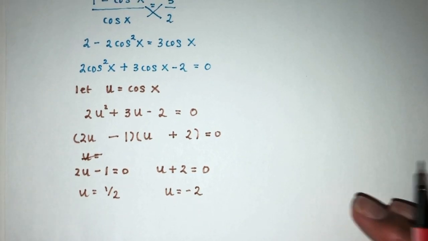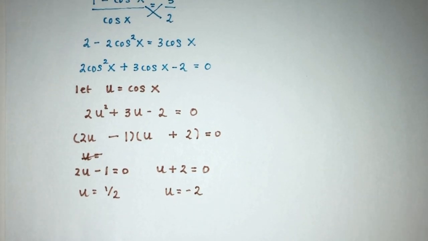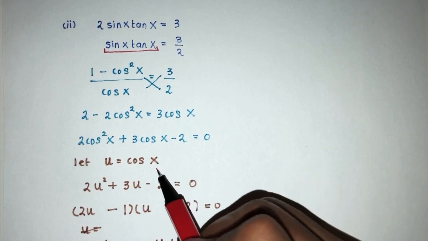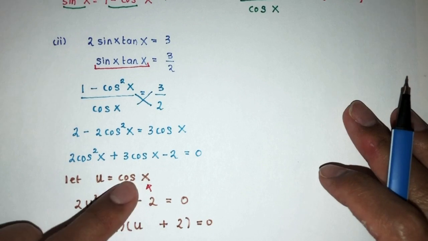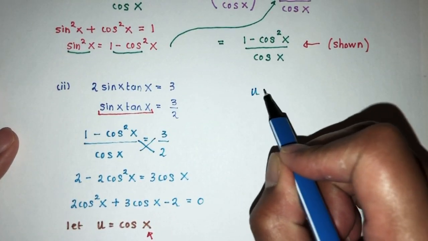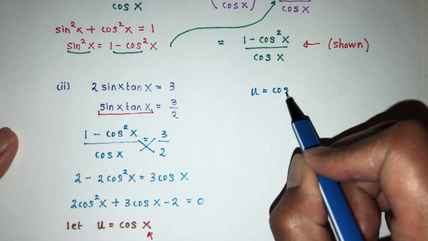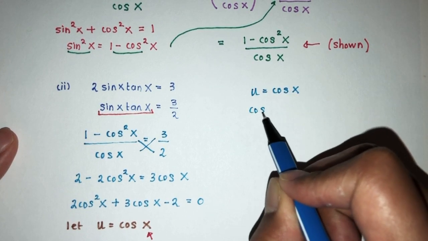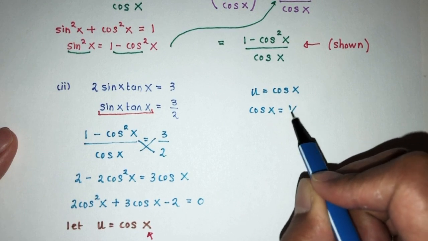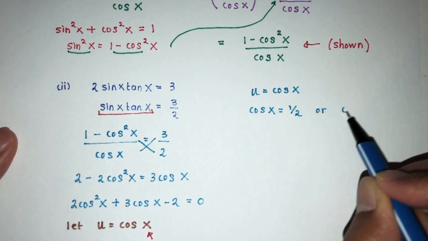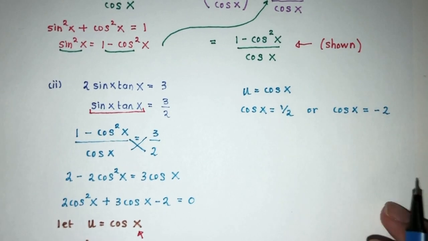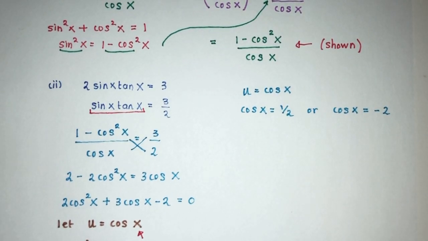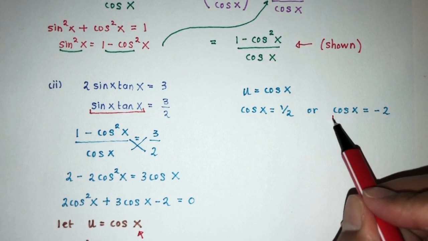But now we realize that we're not trying to find the value of u. We're trying to find the value of x in this question. So replace u back by your main substitution. u was found to be cos x, right? Now we know cos x is equal to half, or cos x is equal to minus 2. Okay, so the first thing we realize is that this will be invalid.